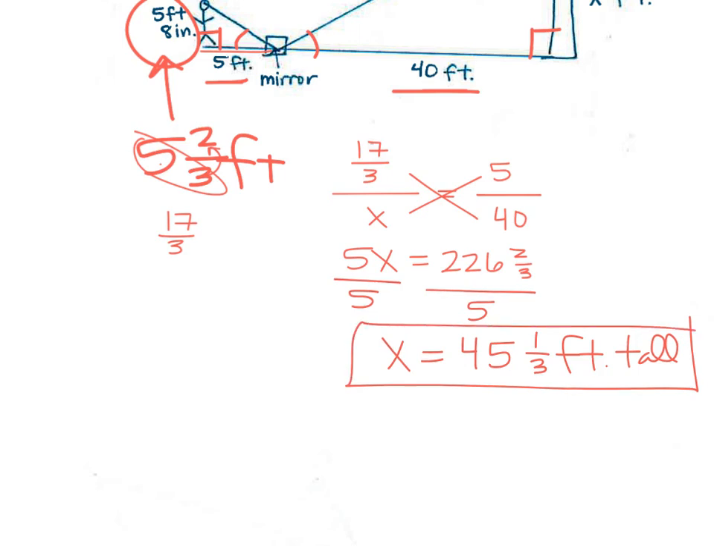What's a third of a foot? 4 inches. So you could say 45 feet and 4 inches tall. Either way. Okay? Questions on that?